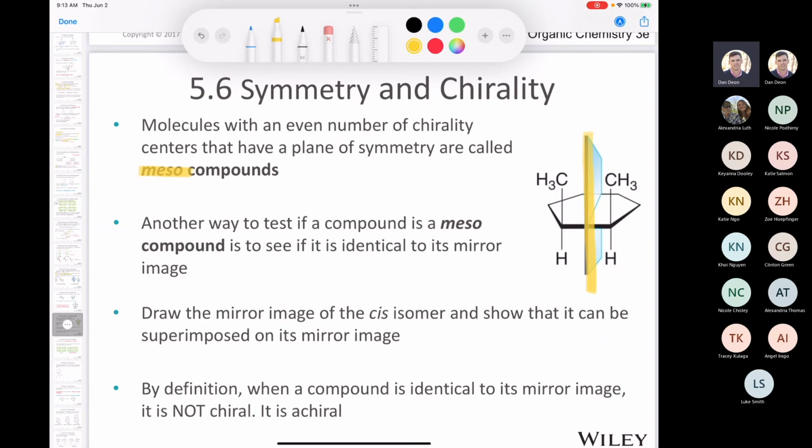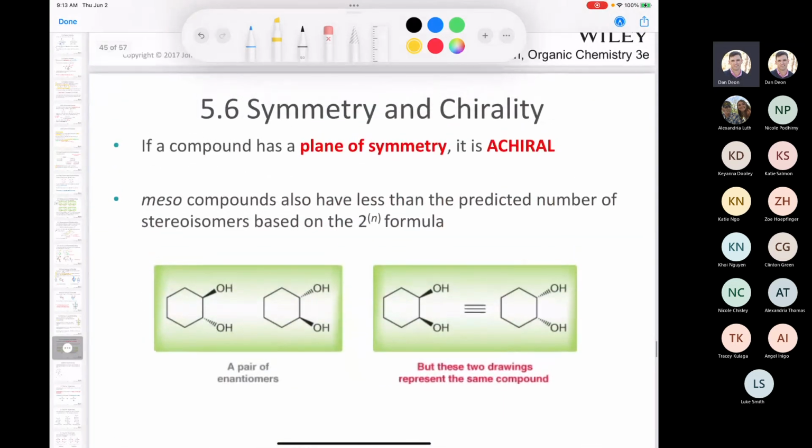By definition, when a compound is identical to its mirror image, the compound is not chiral. It is achiral. So if we have a compound that's identical to its mirror image, it's not chiral. And with a meso compound, if you draw its mirror image, it's identical. So it's definitely not chiral. There we go. So that deals with meso compounds.